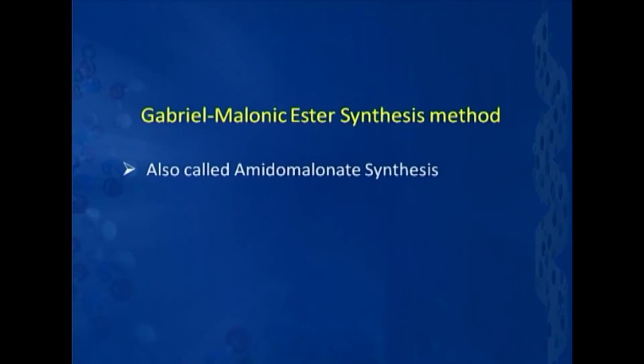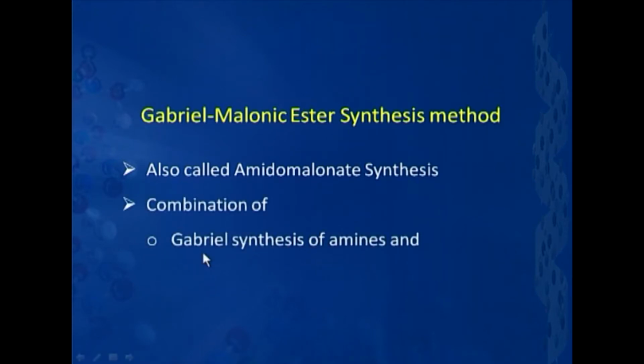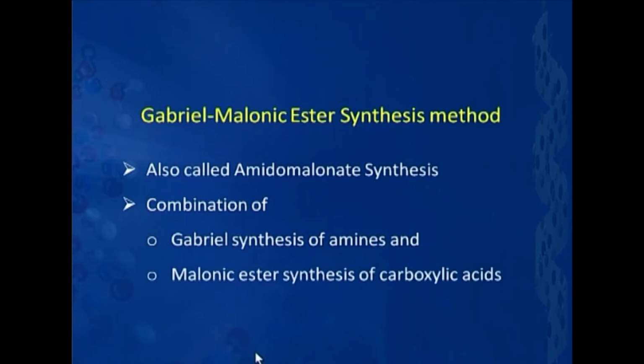Let us move on and talk about a third method, which is the Gabriel malonic ester synthesis method. Now, this method is slightly more involved. It is also called amido malonate synthesis. This method is a combination of two methods, the Gabriel synthesis of amines and the malonic ester synthesis of carboxylic acids. Essentially, in this case, we are going to introduce both groups. In the previous two methods, we were just trying to introduce an amino group in the alpha position of the carboxylic acid. Now, in this method, we introduce the amine as well as the carboxylic acid. Let us see how it happens.